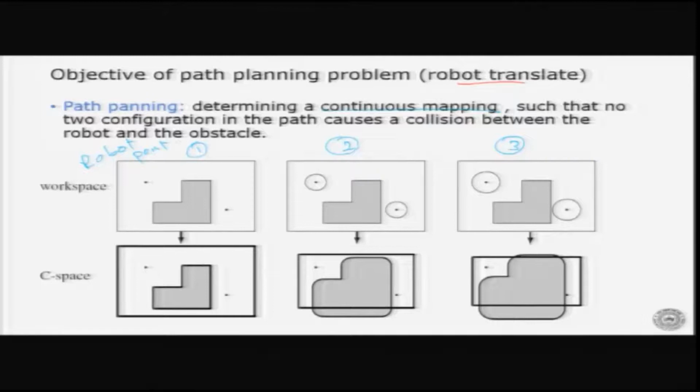Okay. So, the C space obstacle remains the same. And if you want to find a path, you can find a path like this and go from here to here. Now, in the second case, the robot has some physical dimension, let us call it R. So, when I make the C space obstacle, I am going to increase this by R, and draw my C space obstacle. So, this one becomes like this.